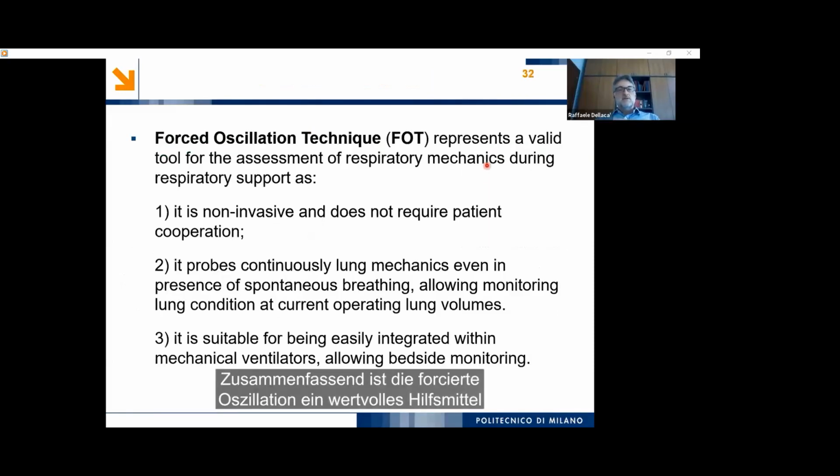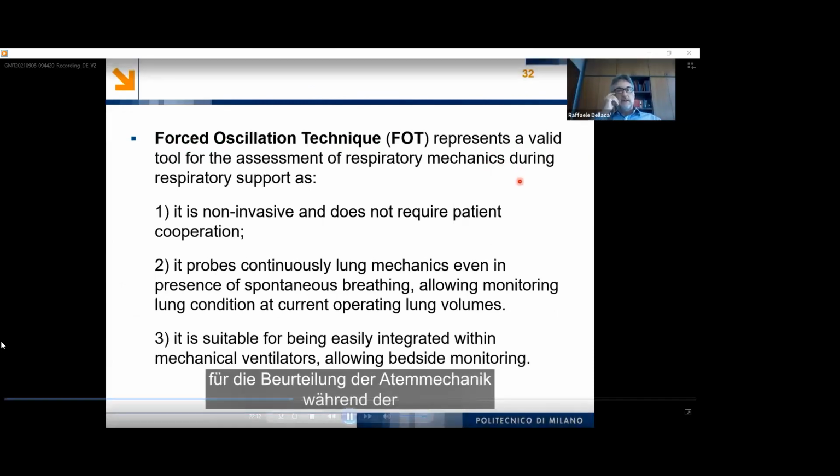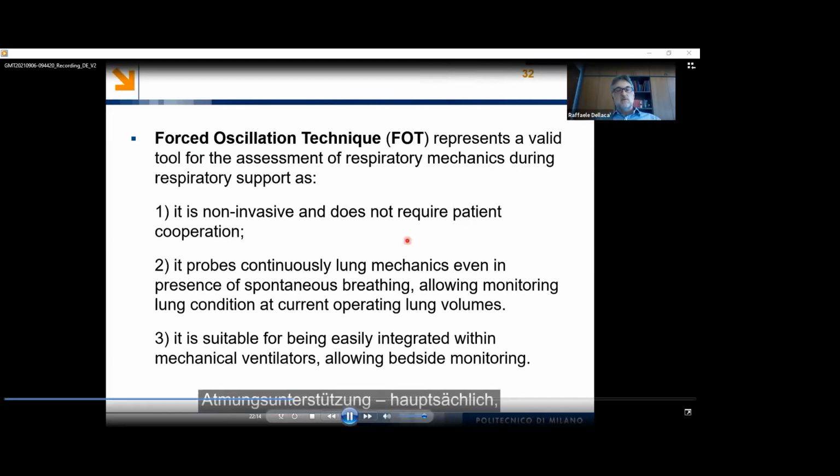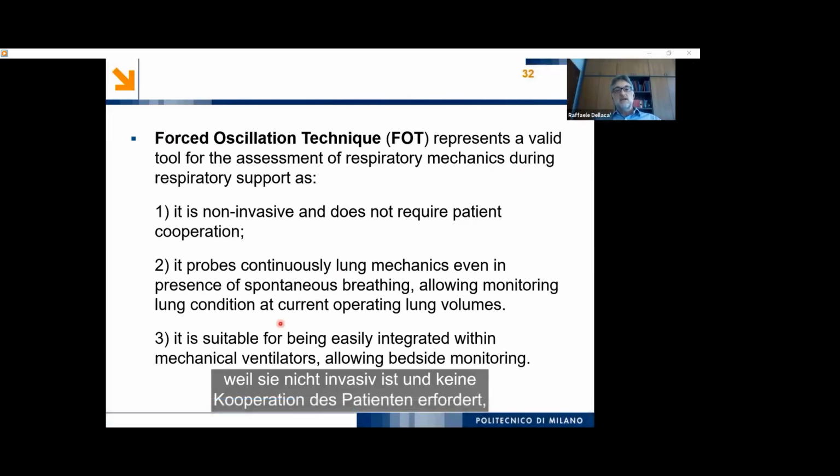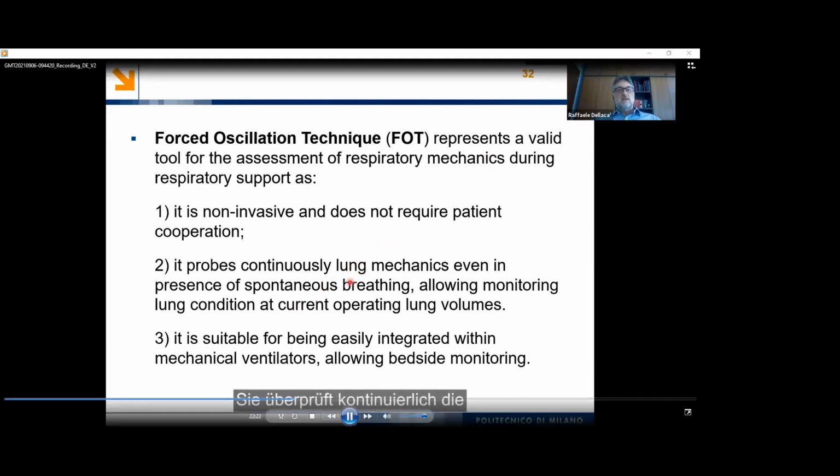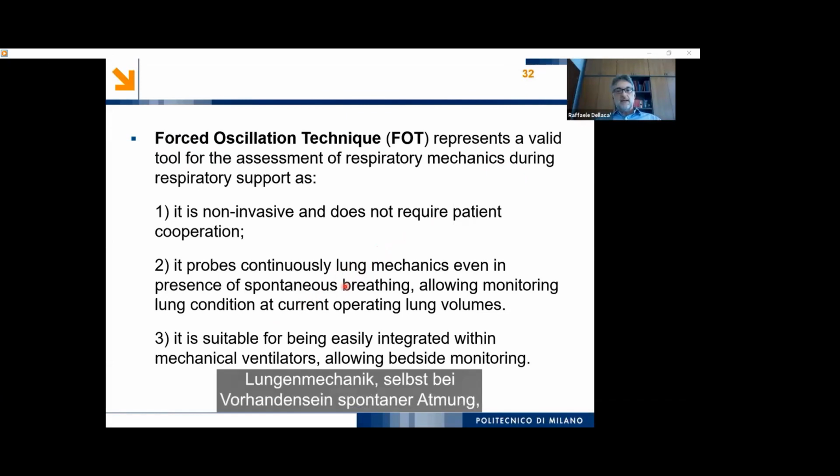So, summary: forced oscillation represents a valid tool for assessment of respiratory mechanics during respiratory support, mainly because it is non-invasive, does not require patient cooperation, so it can be integrated in ventilators. It probes lung mechanics continuously, even in the presence of spontaneous breathing, allowing monitoring of lung condition at the current operating lung volume. This is extremely important.